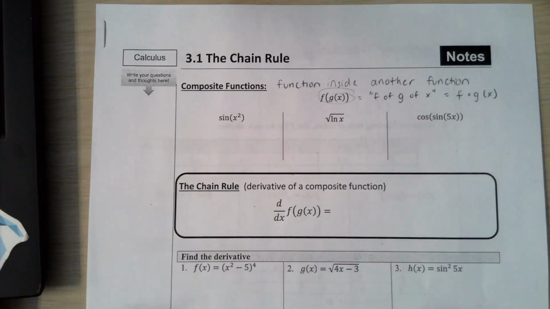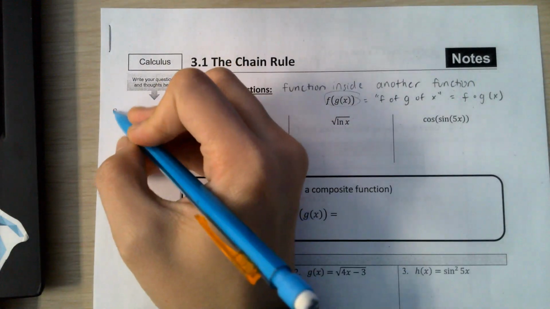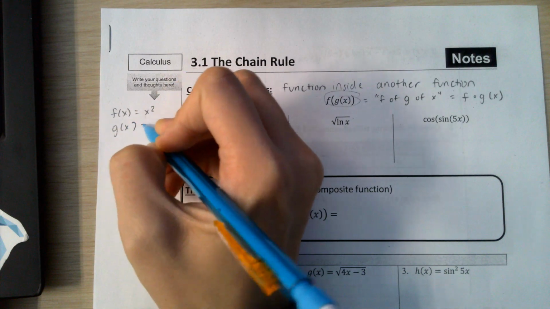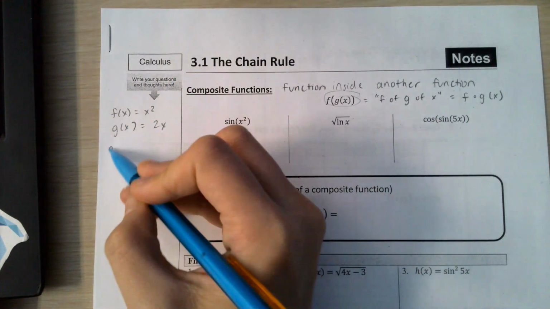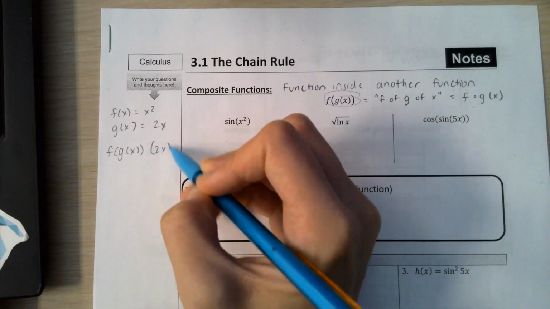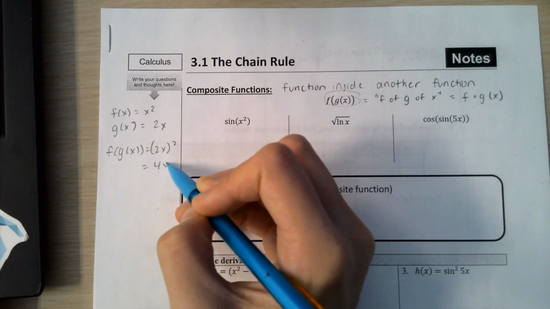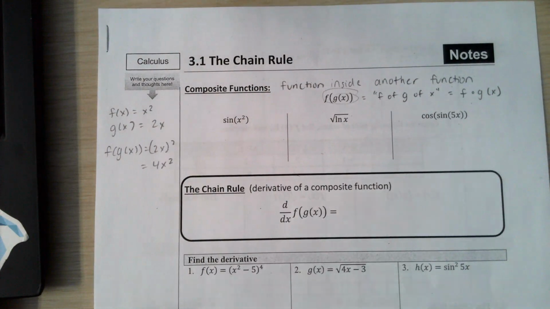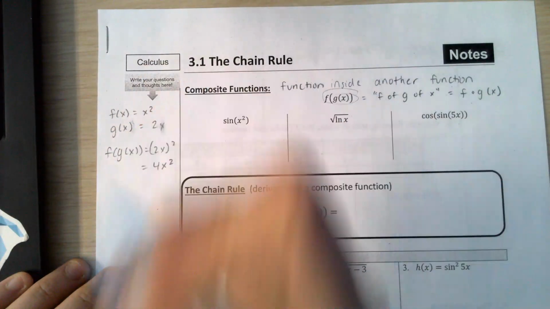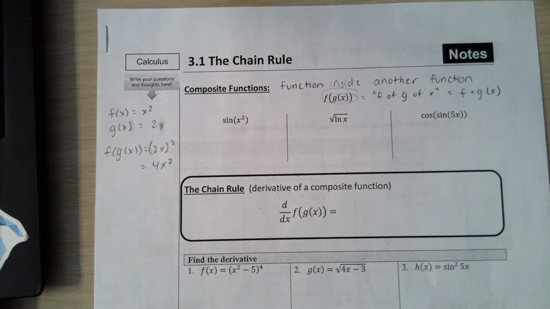So like back in the day, we'd have f of x equals x squared, g of x equals 2x, and then f of g of x would be 2x squared, which is 4x squared, right? So that's where it came from before, back in pre-calculus and any classes you took before. So here with calculus, we're going to use it for the chain rule.